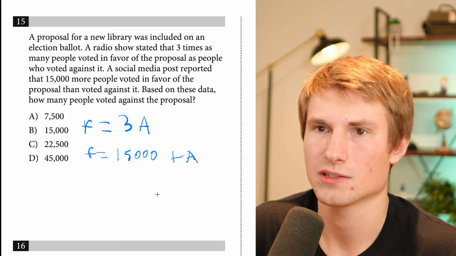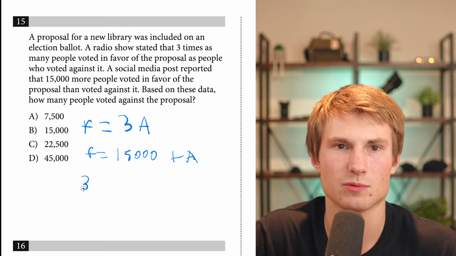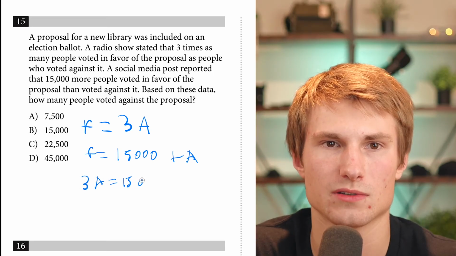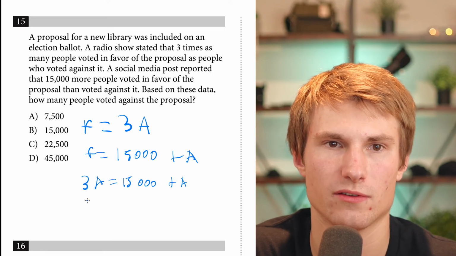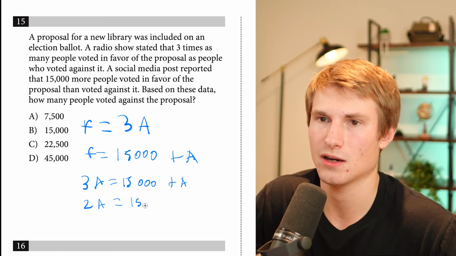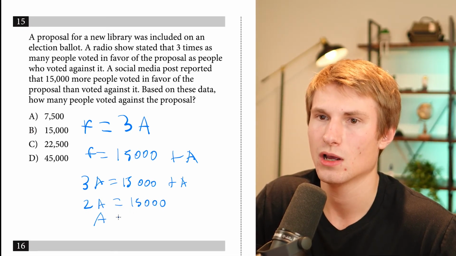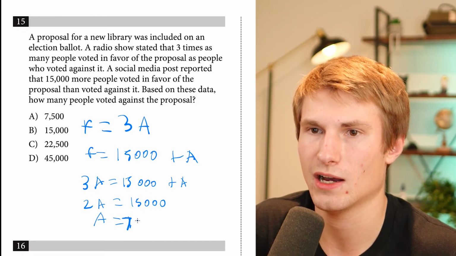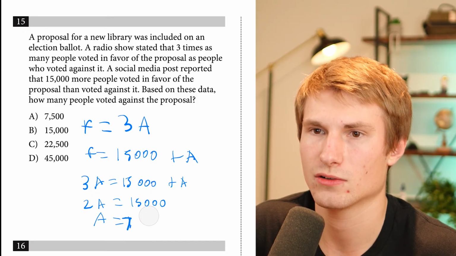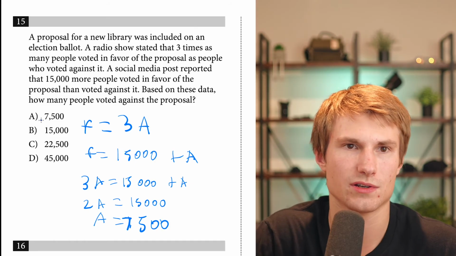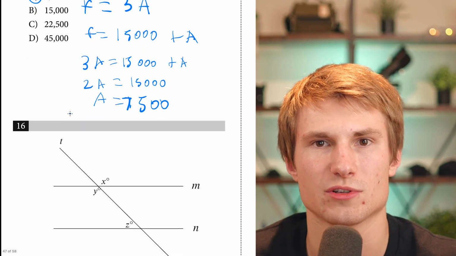We need to solve for A, so we will substitute in the value of F. So we need 3A is equal to 15,000 plus A. From there, we go ahead and subtract A from both sides. 2A is equal to 15,000. From there, we're going to divide both sides by 2. 15,000 over 2 will give us 7,500. So our answer there has got to be answer choice A. From there, we can go and move on to question number 16.